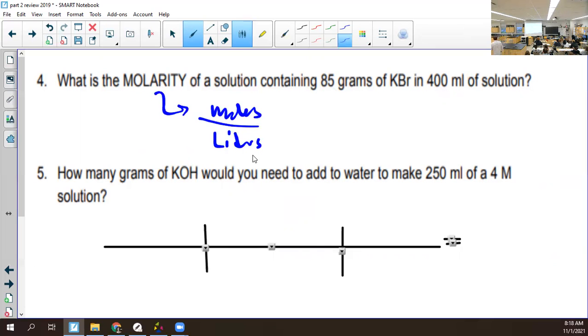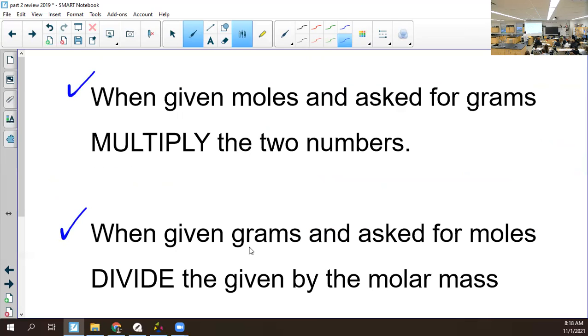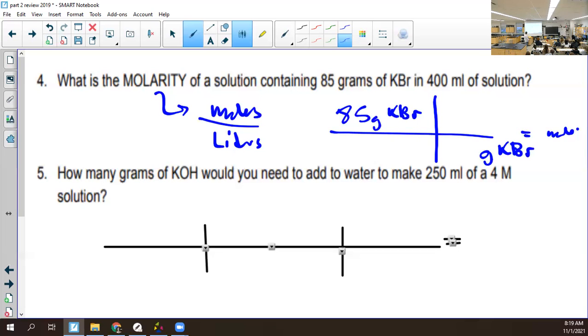So what we're going to do in this problem is I'm going to find the number of moles, and then I'm going to divide it by the volume. So looking up here, I need to find the number of moles in 85 grams of KBr. So I just said a minute ago, if you are finding moles from grams, divide the given by the molar mass. Does that sound familiar? So right here, my 85 grams of KBr, I'm going to divide it by grams KBr and moles on top. KBr, we already did that one. That was 119. Does that sound familiar? We did it. Okay, so I have 119 on the bottom.